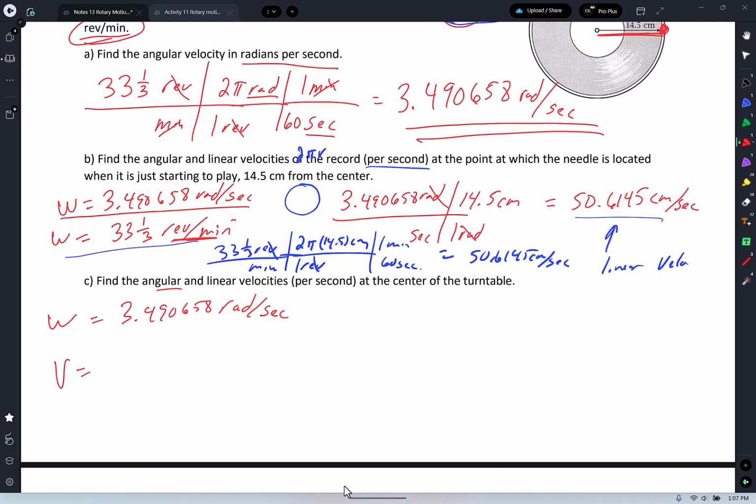Okay, let's see how smart you guys are. At the center, even though that's how fast you're rotating, how much distance are you covering? Yeah, 0. You're just spinning, guys. You're not covering any distance. So 0, and then put units, centimeters per second. Does that make sense? Okay.